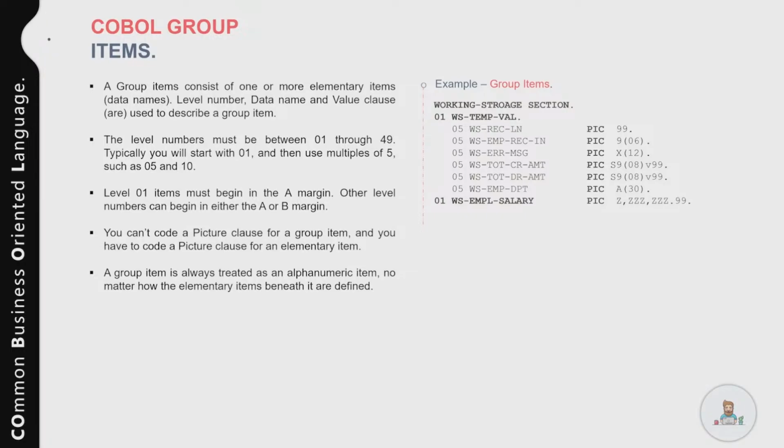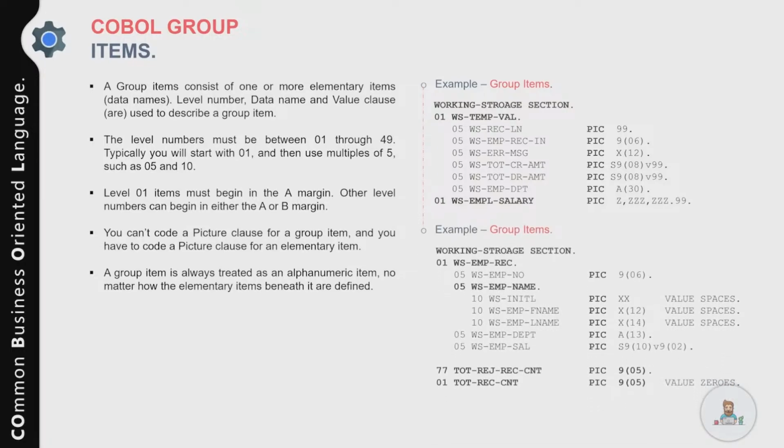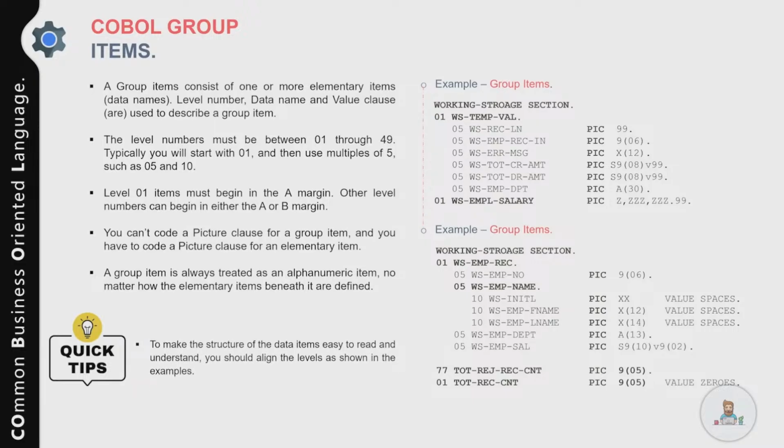In the second example, we have a working storage section, and again we have defined three variables, and the first variable that we have defined, that is WS-EMP-REC, is a group variable or a group item. And in this group variable we have again defined another group variable, that is WS-EMP-NAME, which is actually a combination of initial, employee first name, and last name. Last but not the least, to make the structure of the data item easy to read and understand, you must align the level numbers as shown in the example.